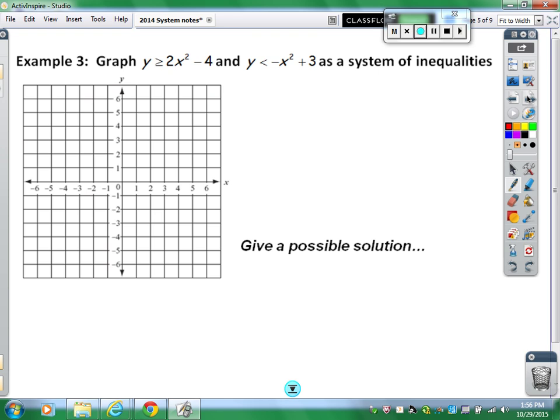So let's start off by graphing the first one, y greater than or equal to 2x squared minus 4. It's going to be a solid line. My vertex is (0, -4), and a is 2. So I'm going to write 1 up 2, reflect, 2 up 8, and reflect. Remember, you want to take it all the way off the graph. So 3, 18 is not going to fit. So let's connect those. It's a solid.